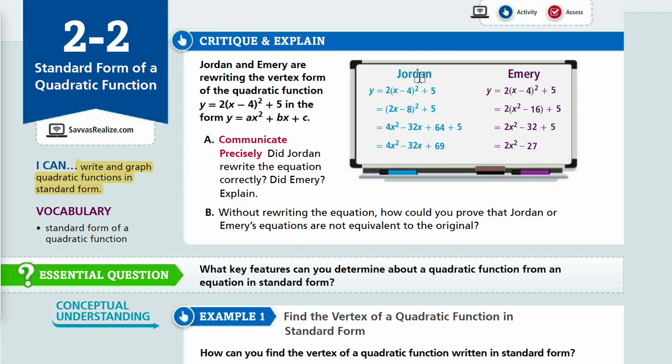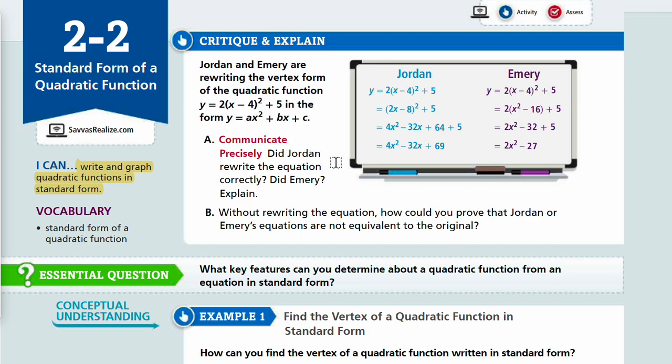Jordan and Emery are rewriting the vertex form of the quadratic function y equals 2 times (x minus 4) squared plus 5 in the form y equals ax squared plus bx plus c. This form we have looked at in a prior lesson. In examples 4 and 5, we had to write the vertex form in this form, and I did mention that this was a standard form, but the textbook didn't go over the proper name for this. So today in this lesson, we'll be able to identify this form as a standard form.